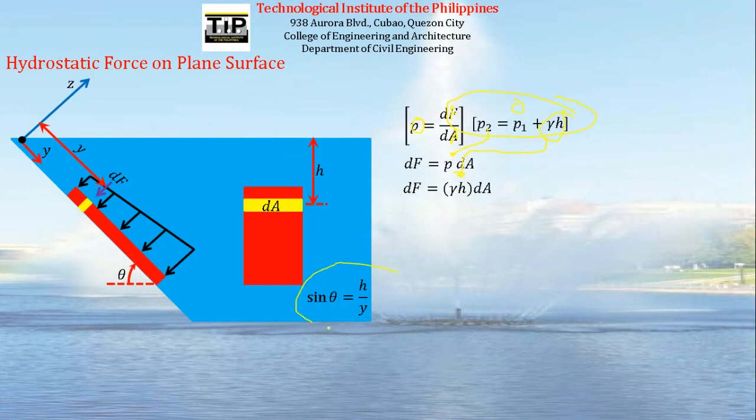Now we can get H. So basically, sine theta is equal to H over Y. Saan ang galing yun? So remember, sine is equal to opposite over hypotenuse, right? Now, this forms a right triangle. Okay? And then yung theta natin is ito.